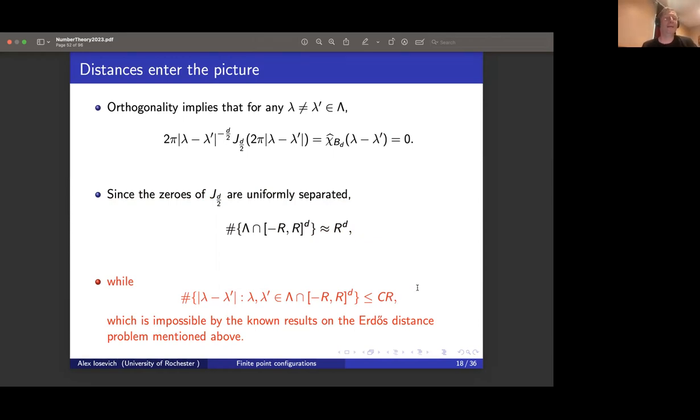And this is simply impossible by the known results on the Erdos distance problem. And this doesn't require any of the latest results. All the results known by 1953, which is the PhD thesis of Leo Moser, were more than sufficient to derive a contradiction here.